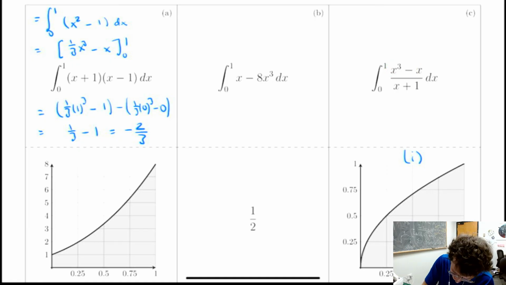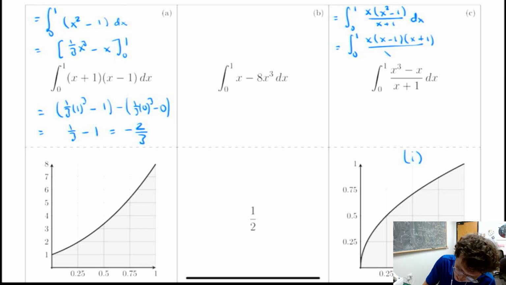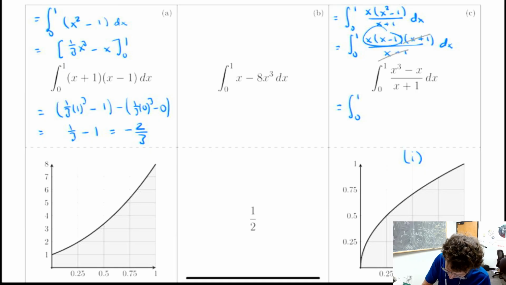In the numerator, I see that there's a common factor of x. And when I pull out that x, I'm left with x squared minus 1 over x plus 1. That's a difference of squares, which factors as x minus 1, x plus 1. And that x plus 1 cancels. So I'm left with x times x minus 1. Once again, we should expand that out just like we did here to get x squared minus x.